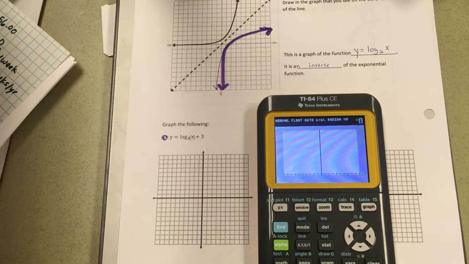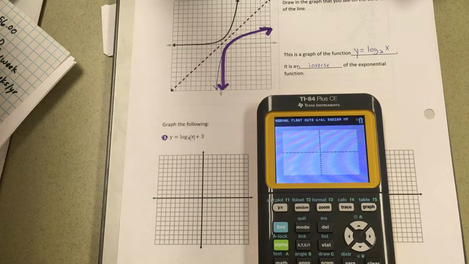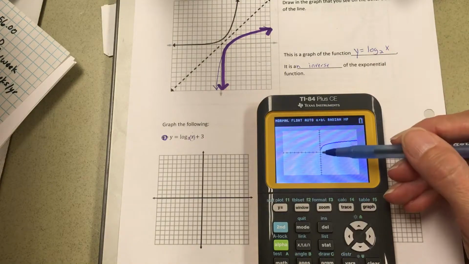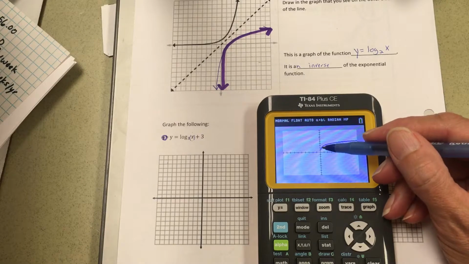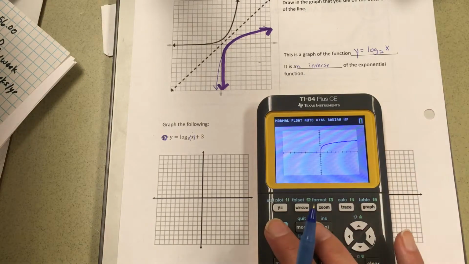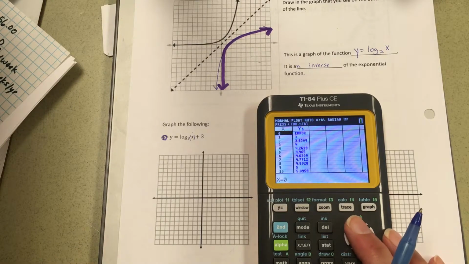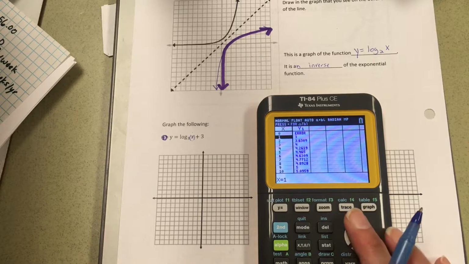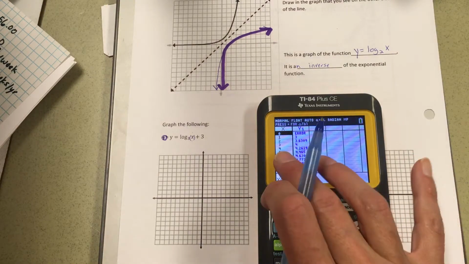Then when we go to our graph, oops, my window's off. I'm going to hit zoom 6 to get a standard window. Notice how it seems to stop right here. But you and I know that it's the inverse of an exponential, so it needs to have an asymptote. If we need to know where the asymptote is, go to the table and figure out where's the first place it has an error. Its error is at 0. That's where its asymptote is. It'll never cross the line x equals 0. We do have points at (1, 3), (3, 4).